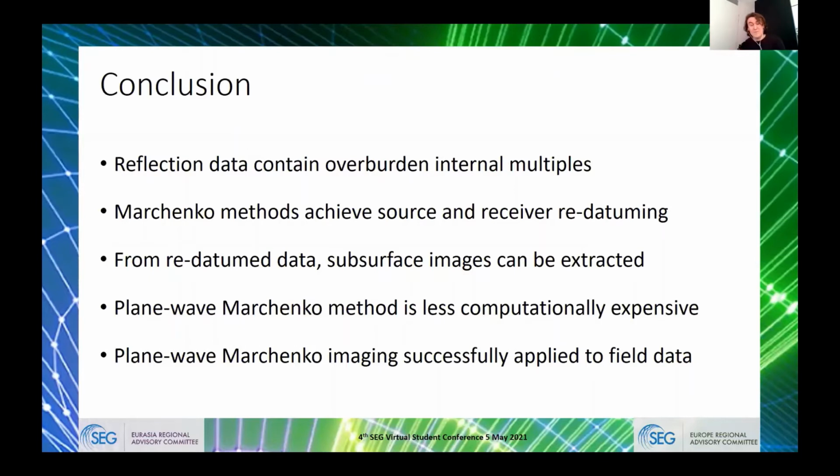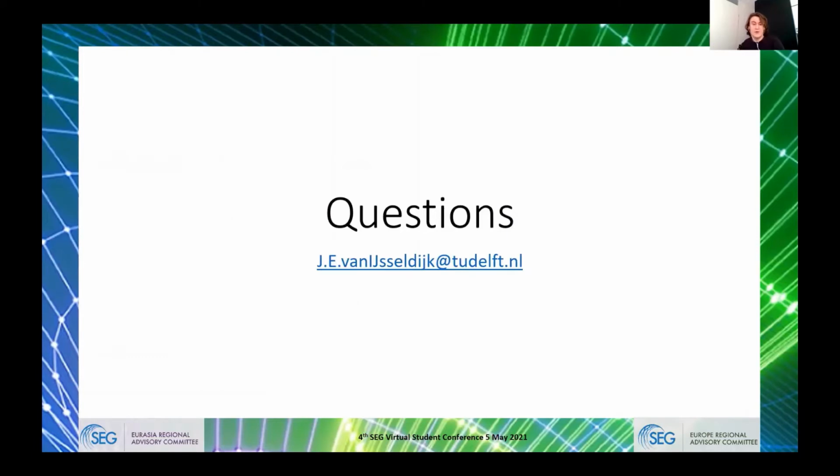So what I hopefully have taught you today is that we can remove internal multiples by applying this Marchenko method, by redatuming our sources and receivers to a new level in the subsurface, and that we can use this to get images that are multiple free. The nice thing about the plane wave method is that it's less expensive, but can still be successfully applied to field data. If there are any questions, I'm ready to answer them for you. Thank you for your attention.